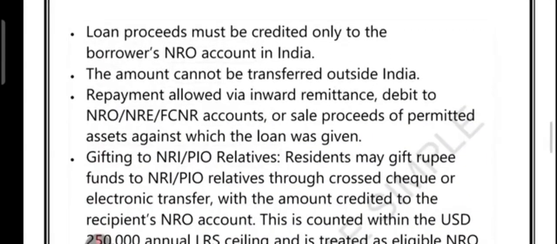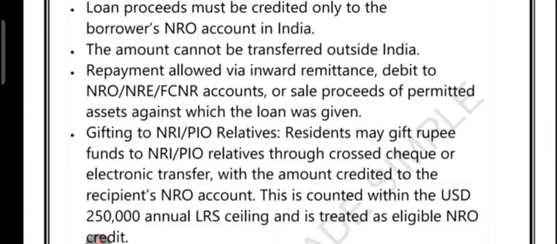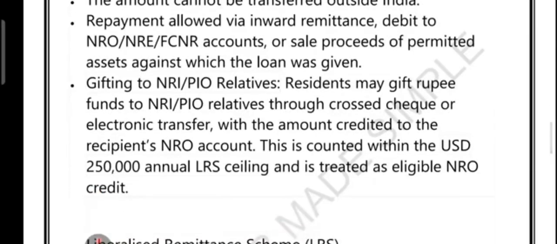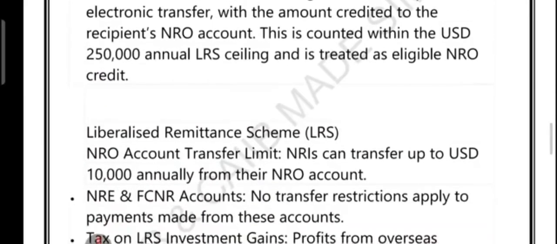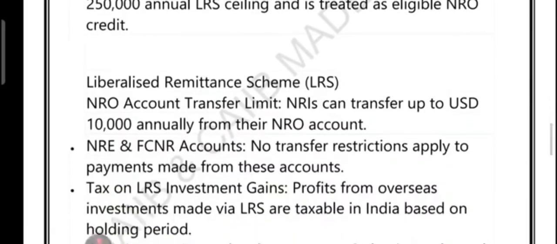This is a very important thing. You can gift rupee funds to your NRI or PIO relative, but again it must go to their NRO account and it counts toward their $2.5 lakh limit. That gifting is allowed, but it should only be credited to their NRO account.